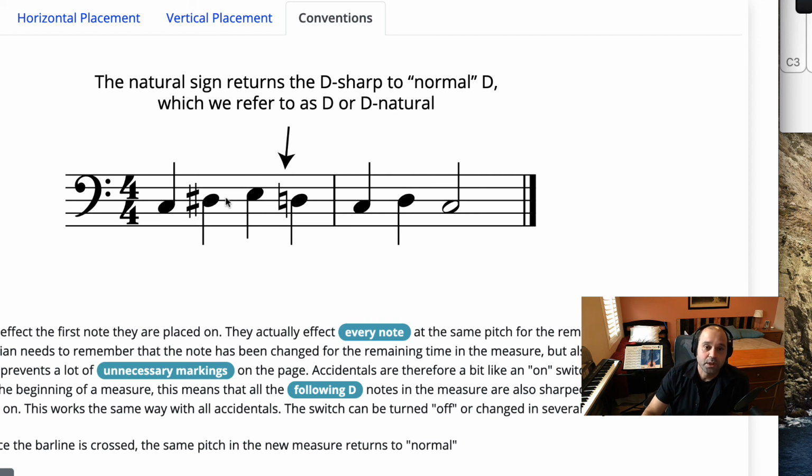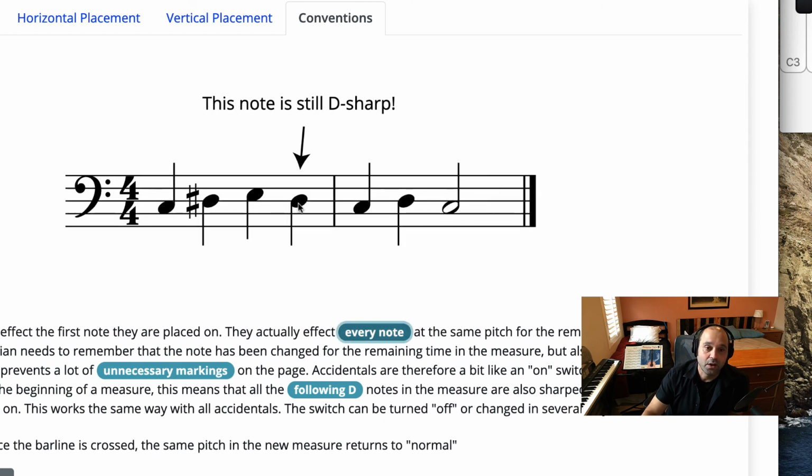So just remember, if you see a note that's sharped and then you see that note again without anything on it, know that it's still sharp. So anytime you see two notes in a row and the first one has an accidental applied, it applies to all the following notes to the right until you've turned it off somehow with a natural, with another symbol, or with the bar line.